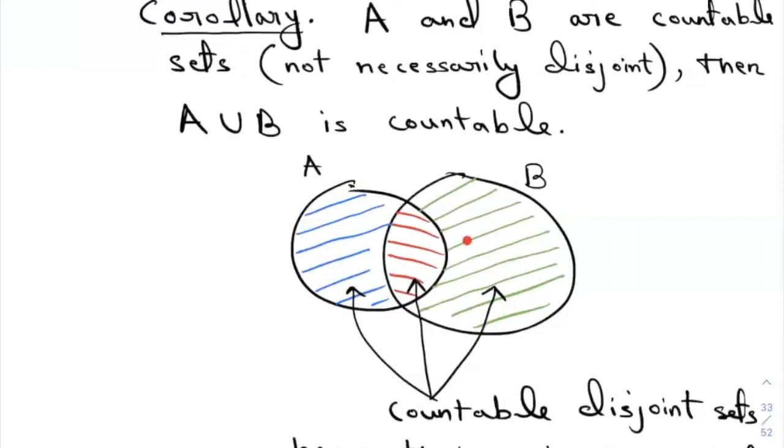All these sets are countable, because this is a subset of A. A is countable, therefore this must be countable. A intersection B, once again a subset of A, must be countable. And this green part is a subset of B, which is countable because B is countable. Therefore, by whatever we have proved just now, this union is going to be countable, which means A union B is countable.